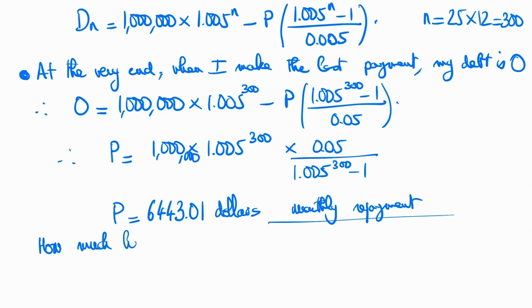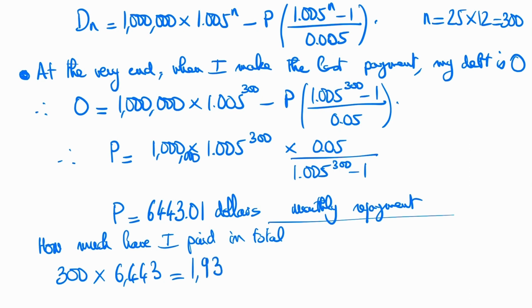How much have I paid in total? Well, easy. I've made 300 payments at $6,043. So that means that I paid in total 1,932,904.